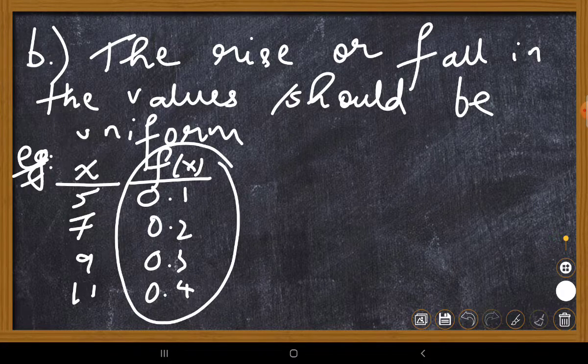There is a difference of 0.1 in each case. That means from here to here there is a difference of 0.1, from here to here there is a difference of 0.1, and so on. So this is how it should be in order to be able to apply interpolation.